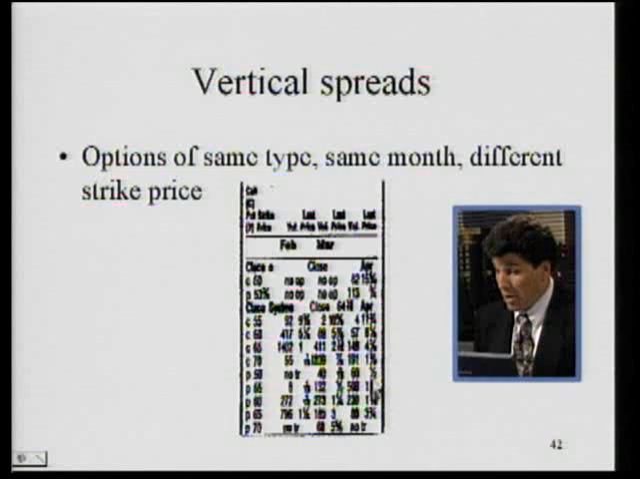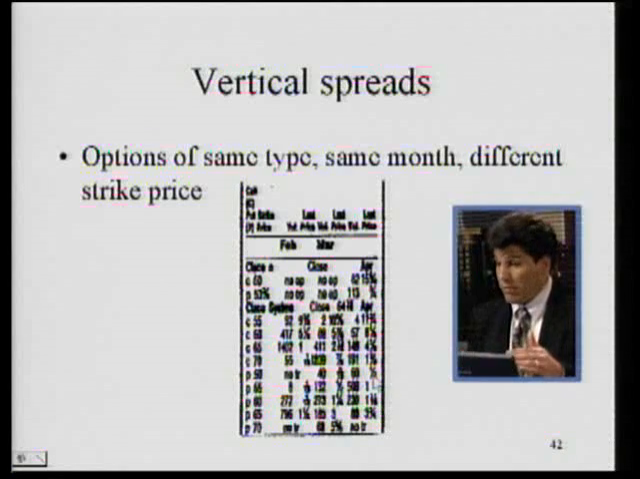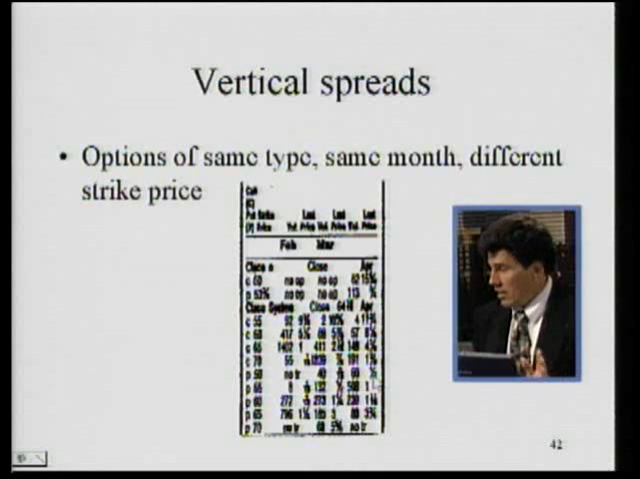Or I could sell the 55 put for one and buy the April 50 put for a half. I would collect one, I would pay out a half, and I would get a credit of a half. And that's a credit spread. It's a vertical spread. So now what we're going to do is see how these things work.